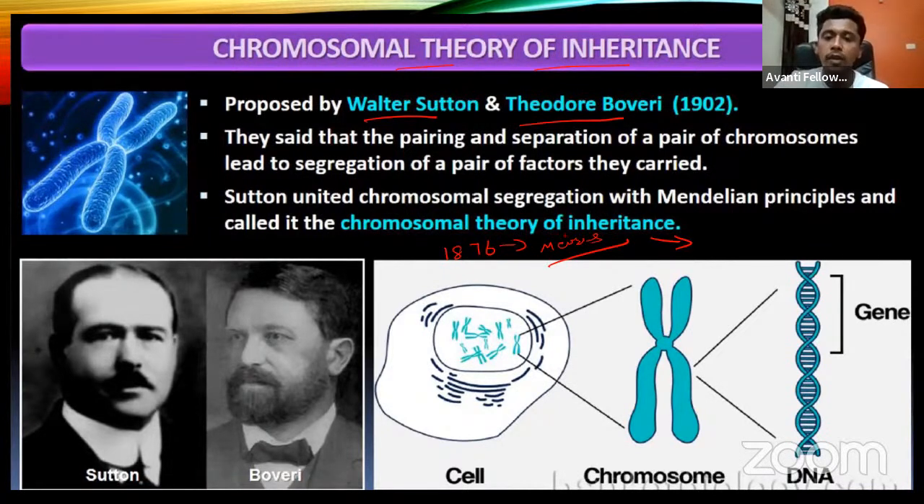In simple terms, if a cell has a chromosome, on the chromosome we have DNA, and within the DNA we have our genetic material. Whichever chromosome is carrying that specific gene, the expression depends upon that chromosome. So they said that the segregation of chromosomes is responsible, along with Mendelian principles, for a particular character to get expressed. So this is about the chromosomal theory of inheritance. This was the hypothesis that was proved.